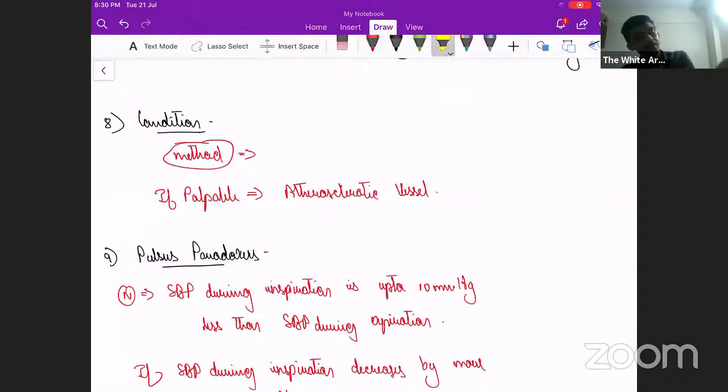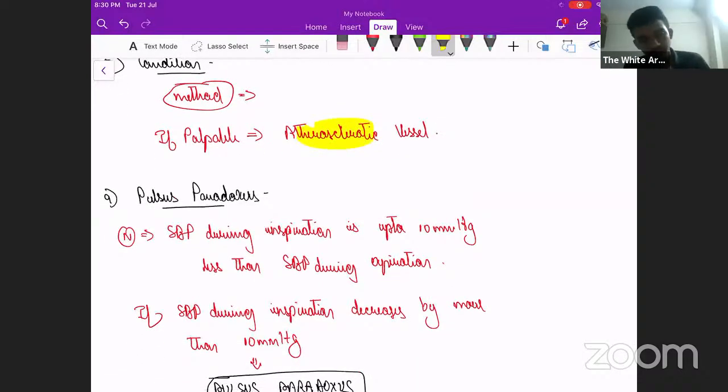One is with the ring finger, you occlude the blood vessel. Then with the index finger, you move out the column of the blood by pushing it behind, and then with the middle finger, you look for the condition of the vessel wall. So hope you know how to elicit the method. And if it is palpable, then the vessel is atherosclerotic. That's all to do with the condition.